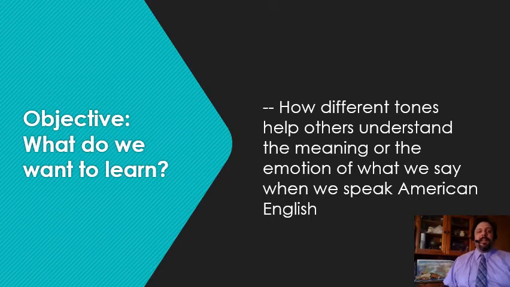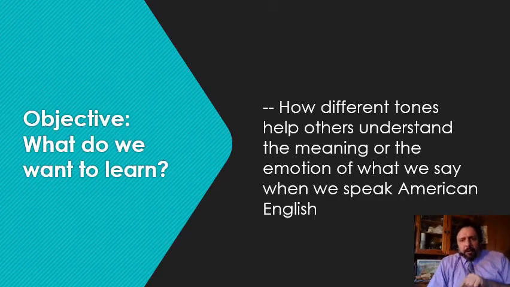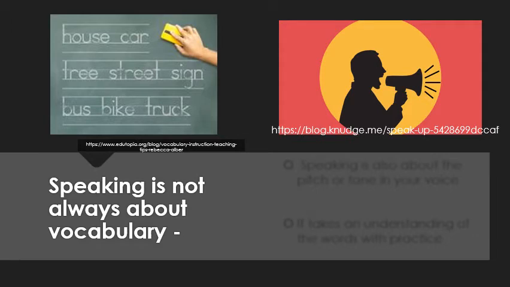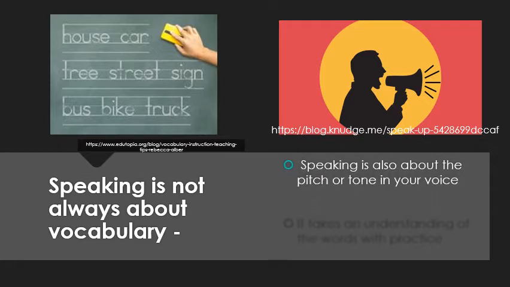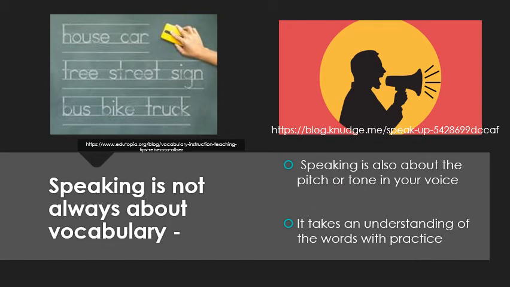The objective is, what do we want to learn? So we want to learn how different tones help others understand the meaning or the emotion of what we say when we speak American English. So speaking is not always about vocabulary. Speaking is also about pitch, tone. It takes practice to understand what tone goes with what word, but that's what we're here to help you with.